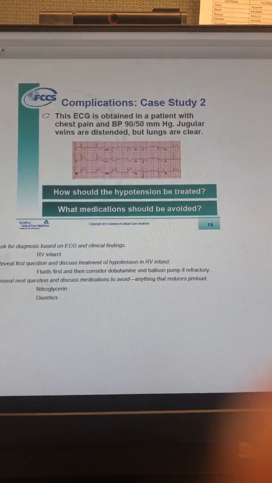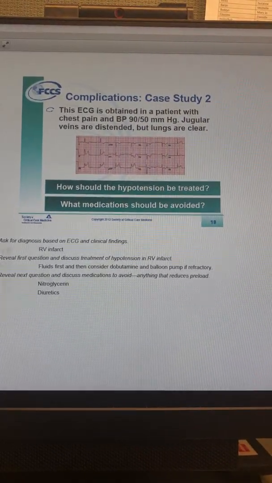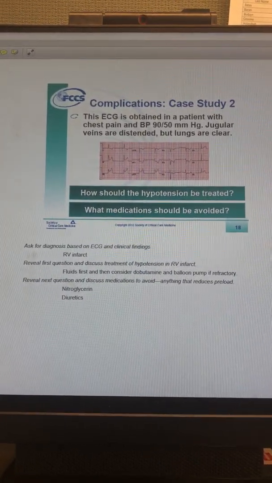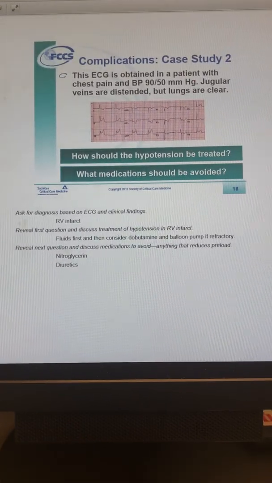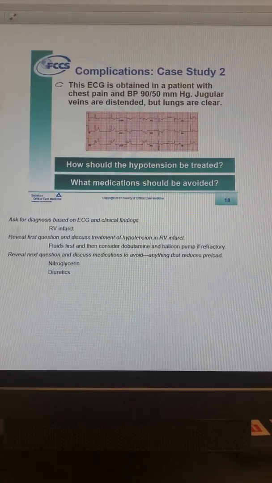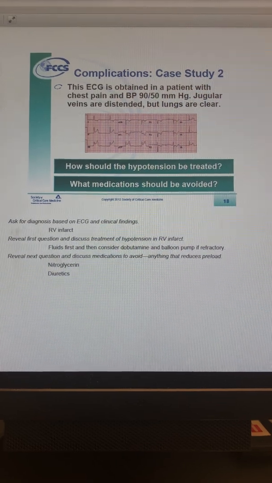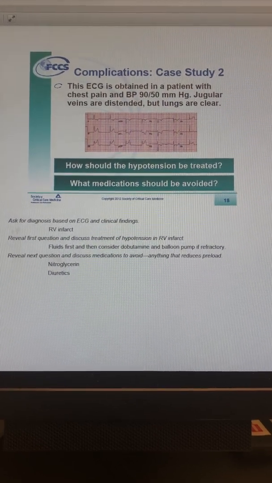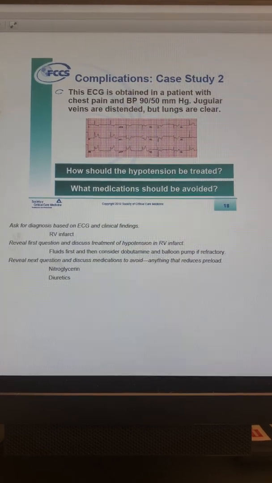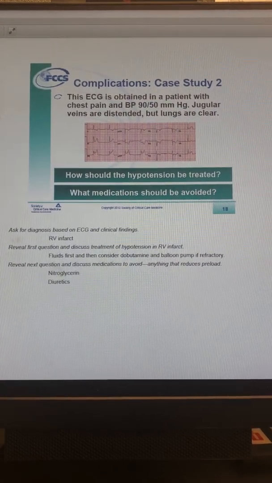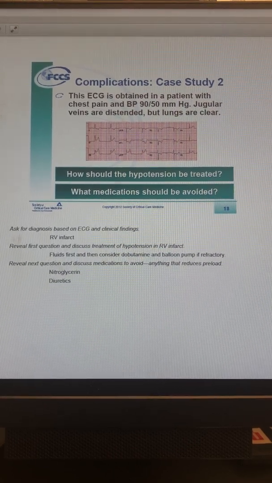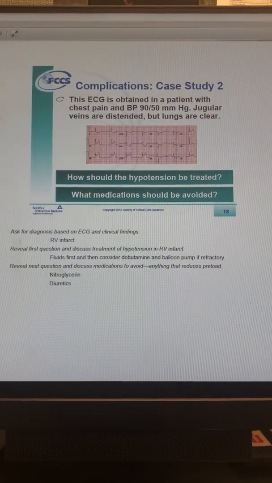The right ventricle is very sensitive to fluid. You have to fill the right ventricle in order for it to work better if you have a heart attack in it. So you have to give them fluids, and you have to think about inotropic support like dobutamine and milrinone. And then if that doesn't work, you have to consider assist or support devices, and the cardiologist will handle that. You can give them diuretics if they start filling up with fluids, or nitroglycerin.